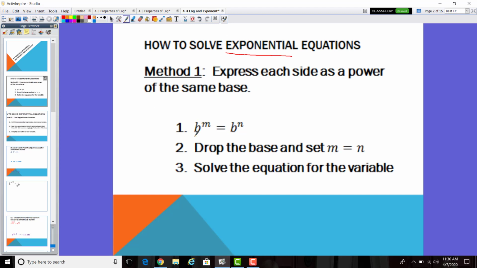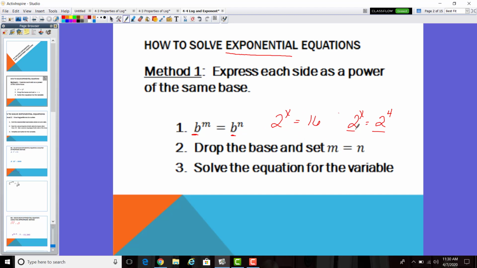So this method says what we want to try to do is get each side to be an exponential expression where the base of that exponential expression is the same. Something real simple here: 2 to the x power equals 16. Since we have a base 2 over here, it is possible that we can change the value of 16 to a base 2 because 2 to the 4th power is 16.